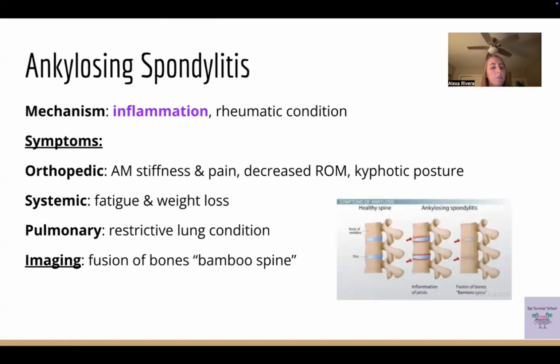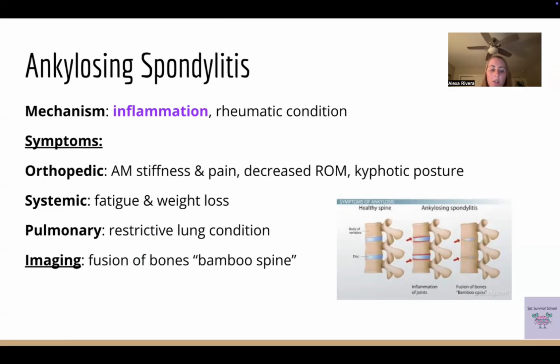So the mechanism is inflammation. It's a rheumatic condition. So rheumatic, think systemic, other things going on other than just orthopedic. So systemic being fatigue, weight loss. And if you Google a picture online of someone with ankylosing spondylitis, they'll be in this kyphotic posture, and that contributes to a restrictive lung condition because the lungs aren't able to expand as much. So they might have some pulmonary dysfunction too. And then for the orthopedic side of it, morning stiffness and pain, and then decreased range of motion.